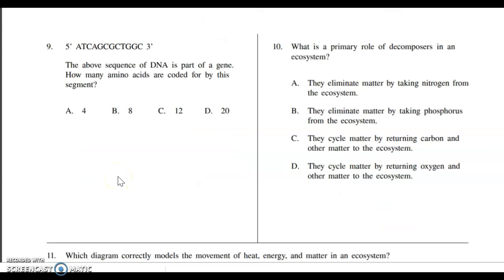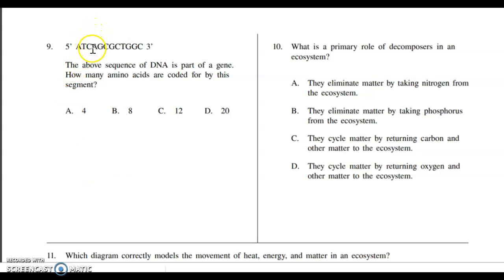Okay. The next one says the above sequence of DNA is part of a gene. How many amino acids are coded for by this segment? Remember, it takes 3 bases to form a codon for 1 amino acid. So we're going to see how many groups of 3 we have in there.